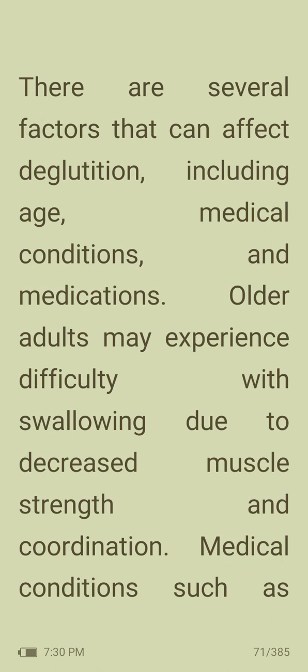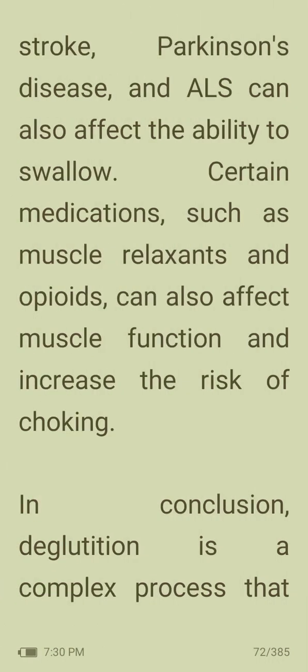There are several factors that can affect deglutition, including age, medical conditions, and medications. Older adults may experience difficulty with swallowing due to decreased muscle strength and coordination. Medical conditions such as stroke, Parkinson's disease, and ALS can also affect the ability to swallow. Certain medications such as muscle relaxants and opioids can also affect muscle function and increase the risk of choking.